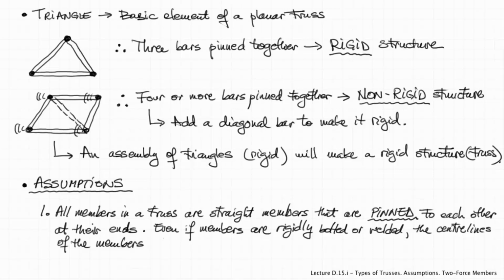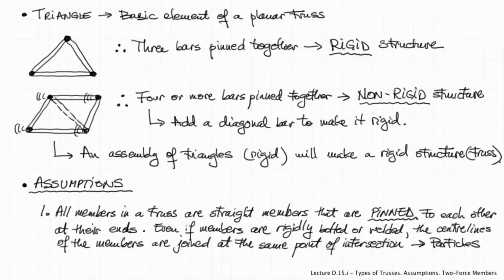And as we remember from particles in two dimensions, there's no rotational effect of the particle, so there are no moments associated with the particles. So therefore, even if the connection is rigid, these joints can be assumed as being theoretically pinned.